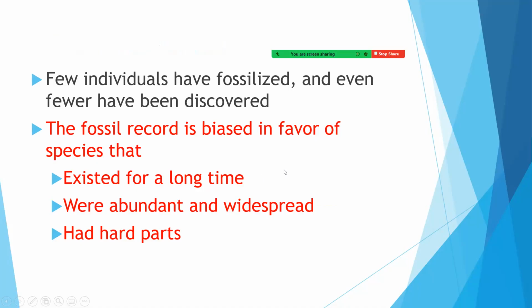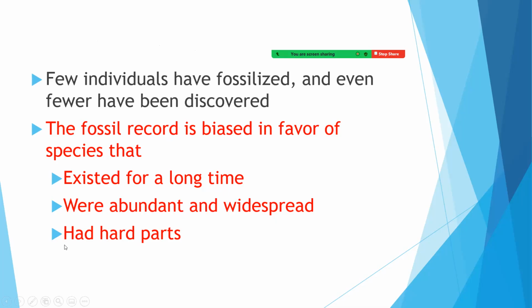So again, I just mentioned this. It's the case that very few individuals or types of species have been fossilized, and even fewer have been discovered. So there probably are lots and lots of fossils that haven't been found yet. So the fossil record is always going to be biased in favor of species that were around for a very long time, because there was a greater chance that they would leave behind a fossil. They were very abundant and widespread again, so in lots of different parts of the Earth. There are areas that are easier to dig in, and fossils are more likely to be found in those areas, and if there were more of them.